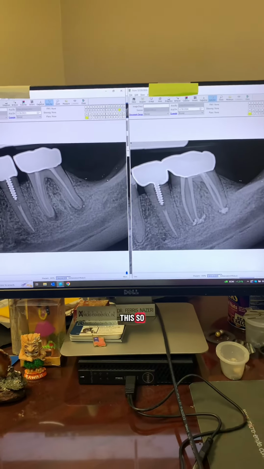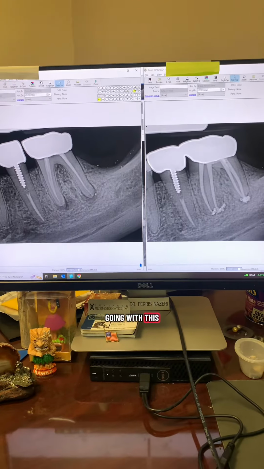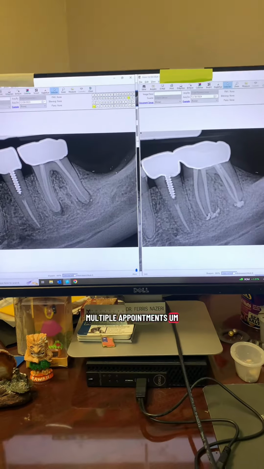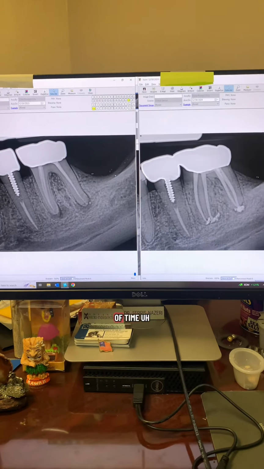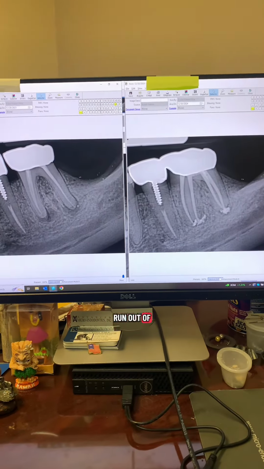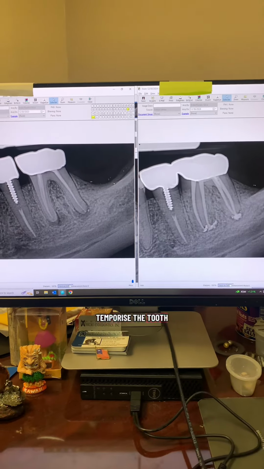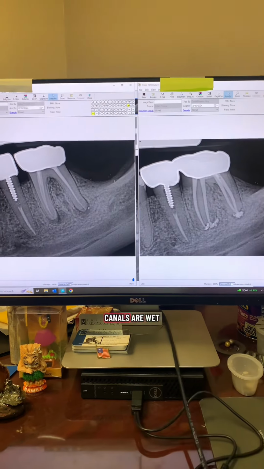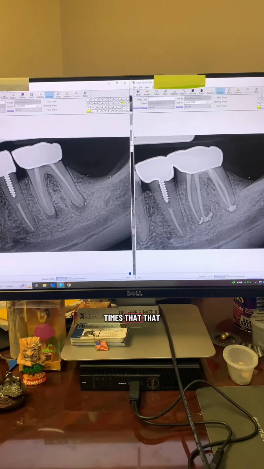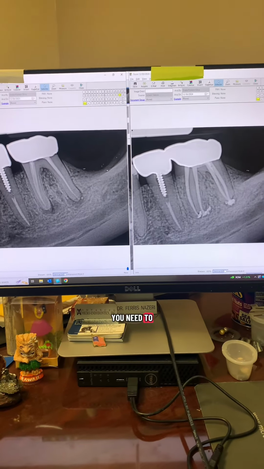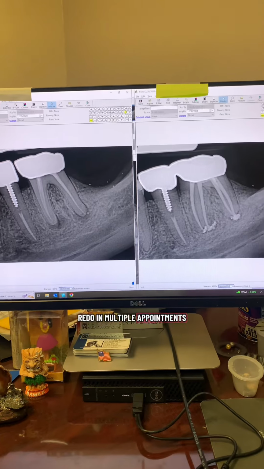I keep repeating this so you get familiar with what I'm talking about, where I'm going with this. You don't need multiple appointments for this. The only reason you need multiple appointments is if you run out of time, then you obturate the canals with calcium hydroxide, temporize the tooth, and bring the patient back in a week, or if the canals are wet prior to obturation. Those are the times that you need to do the endo or redo in multiple appointments.